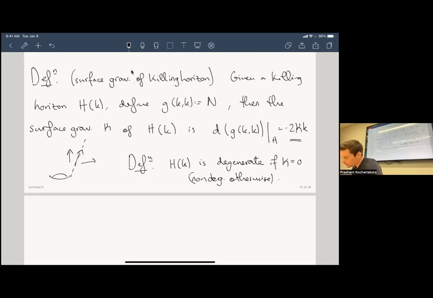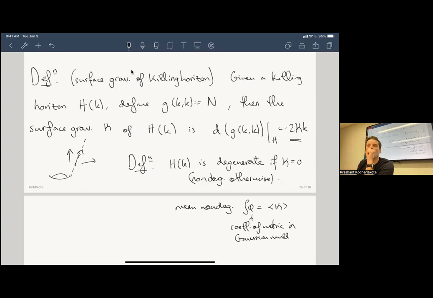Okay, so we can also say that it's non-degenerate if this kappa is non-zero, and this is the coefficient of the metric in Gaussian null coordinates. Is there a classification of when Killing vectors and horizons correspond, and the different ways that they misalign? Yeah, totally. Absolutely. We'll see exactly that. We're actually going a little slower than I had hoped, but that's okay.